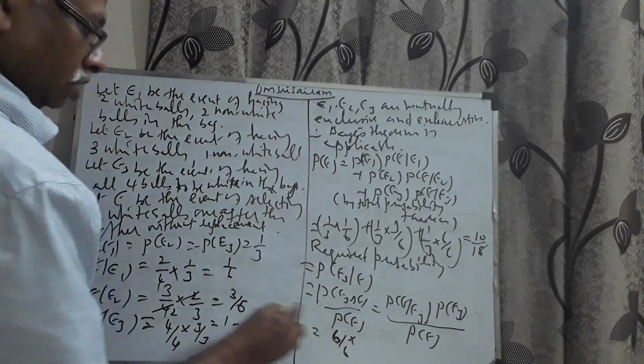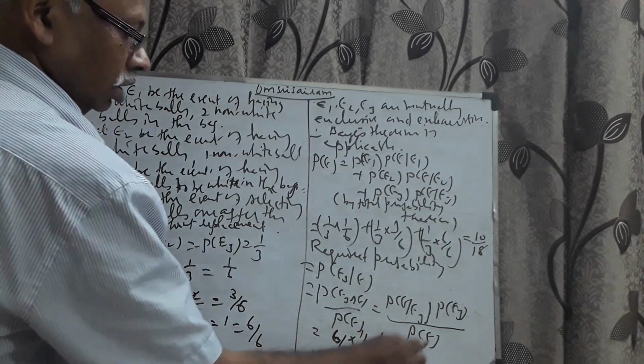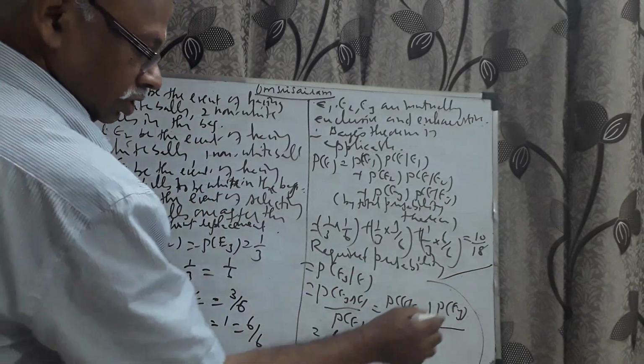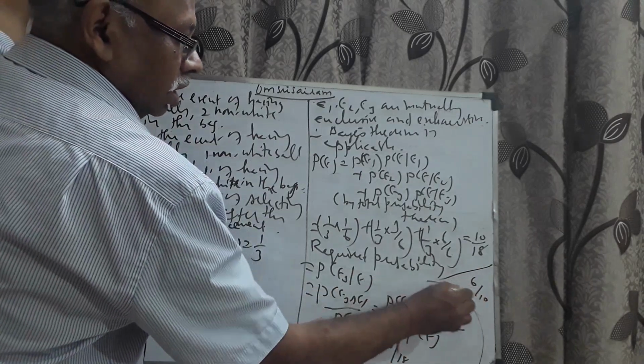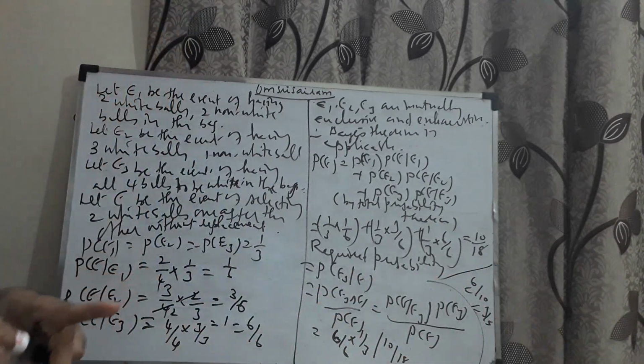P of E3 is 1 by 3 divided by 10 by 18. Let me just write the final value here. This is reduced to 6 by 10. Answer is 3 by 5. Final answer happens to be 3 by 5.